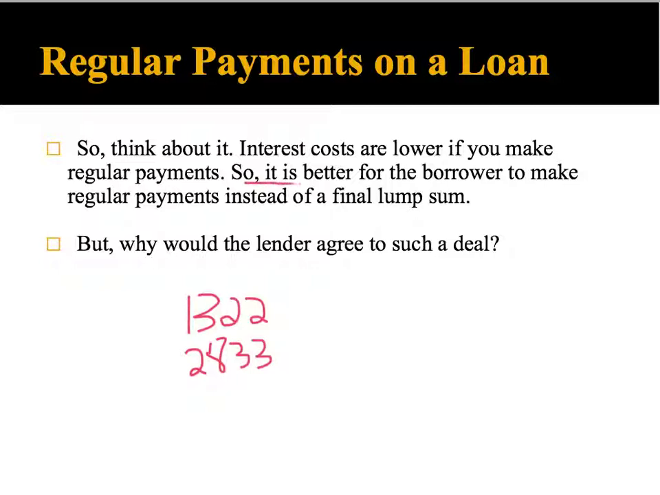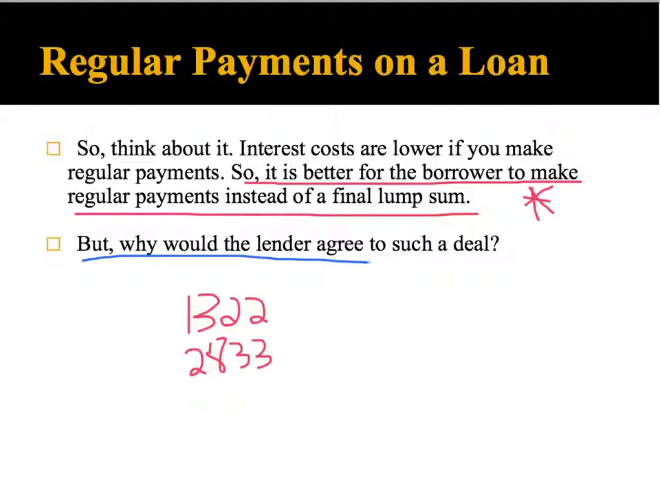So regular payments are way better for the borrower. That's what it says right here. It is better for the borrower to make regular payments instead of a final lump sum. That takes advantage of the fact that your interest isn't accumulating over time. It's not compounding. But why would the lender agree to such a deal?